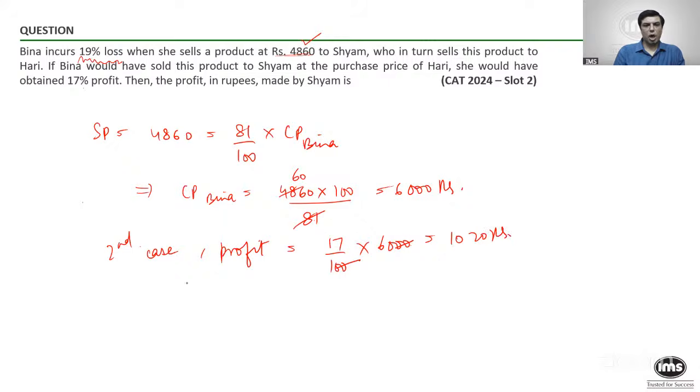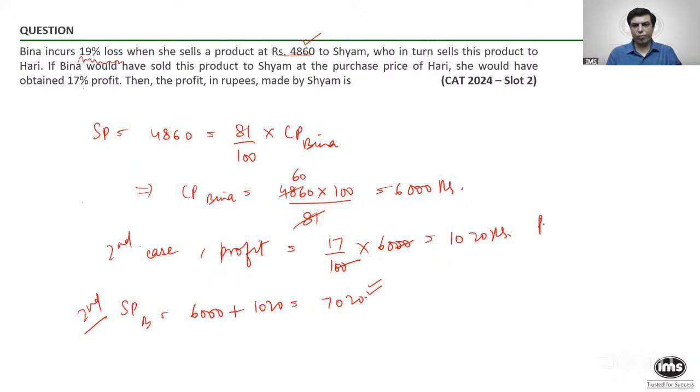Which means, how much is the selling price for Bina in the second case? 6,000 plus 1,020. That is 7,020, right? So now if you see the second case, they are saying if Bina had sold this product to Sham at the purchase price of Hari, that means Hari's purchase price is 7,020 as we've calculated here. And Sham's purchase price was 4,860. Sham bought the product at 4,860 and he sold it to Hari at 7,020.